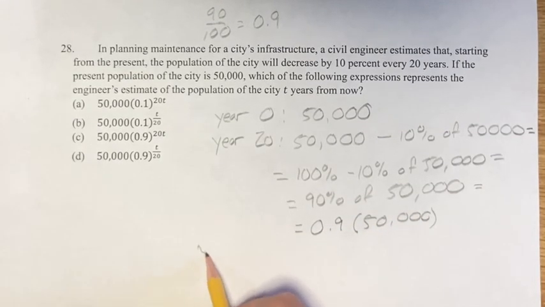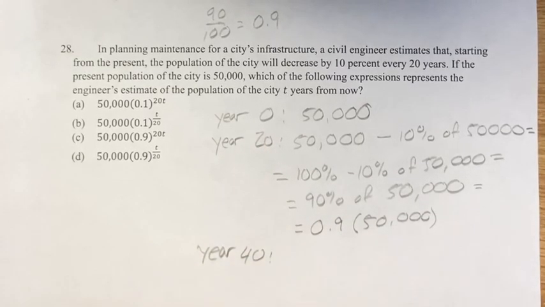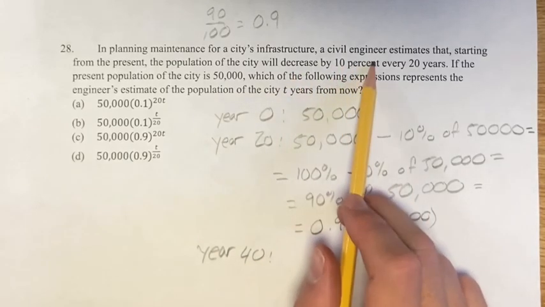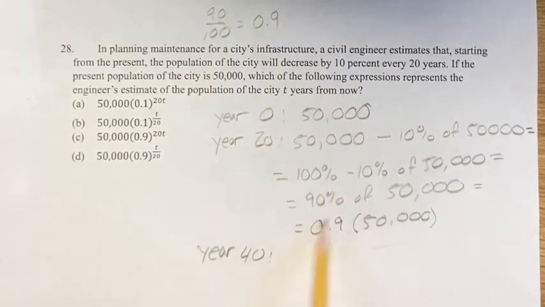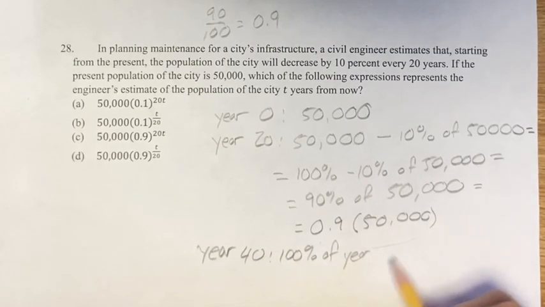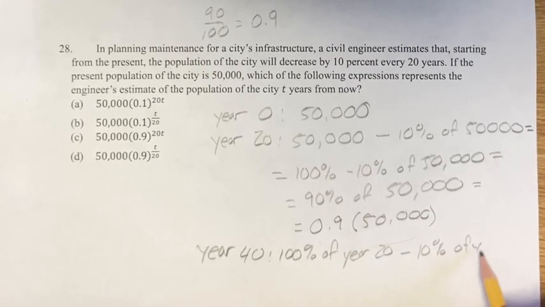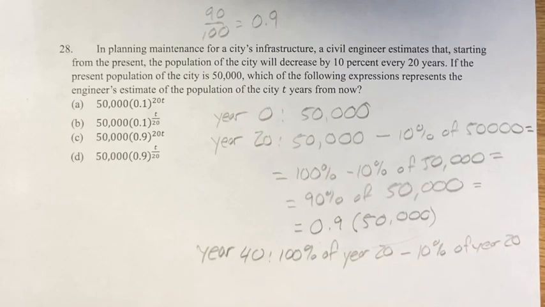Let's go 20 years from now, or 20 years from then, which is year 40. So we have decreasing 10%, not from 50,000, but from this new value. So we can think of it as 100% of year 20 minus 10% of year 20. All right, it's based off of the last value, decreasing 10% from the year 20 value.